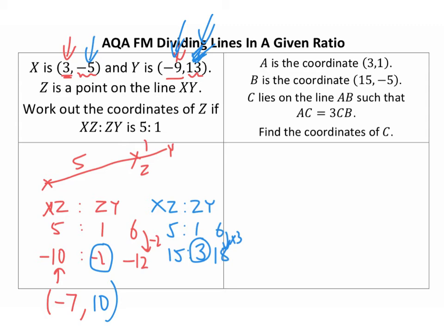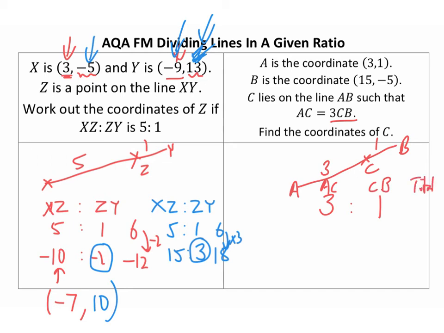The next one says that AC, A, B, 3 to 1. AC, that's C there. AC is 3 times CB. So we've got the ratio 3 to 1, AC to CB, total 4.